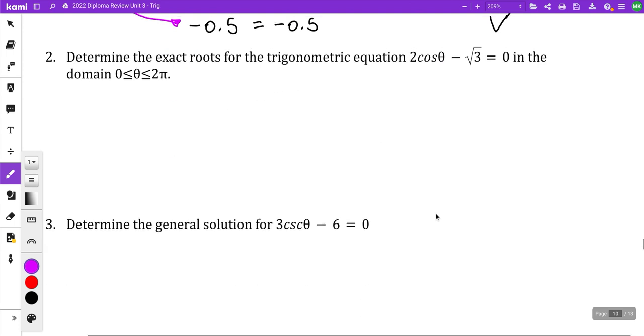Cool. Number 2, determine the exact roots for the trigonometric equation: 2 cos theta minus root 3 equals 0. Perfect. Determine or solve, right? Same idea. So I'm trying to figure out what theta equals.